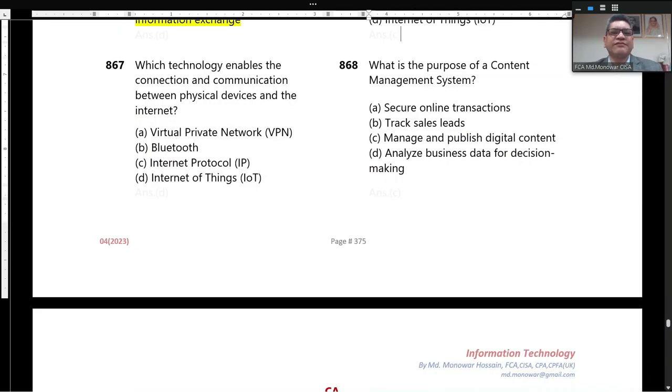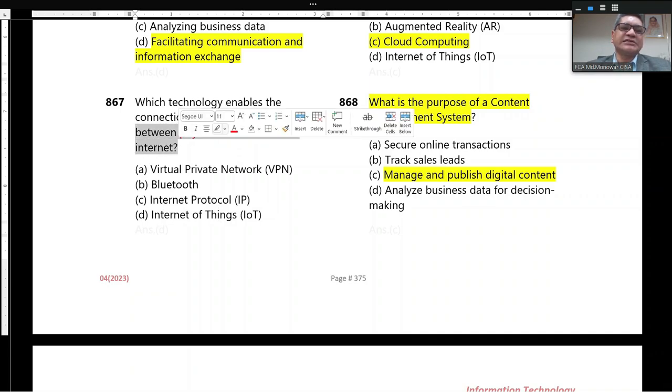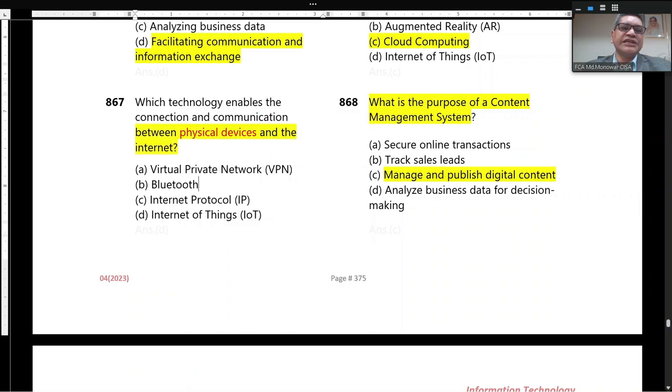Which technology enables the connection and communication between physical devices and the internet? Answer: Internet of Things, option D. So you are right here, Internet of Things. The Internet of Things is the technology that enables the connection and communication between physical devices and the internet.